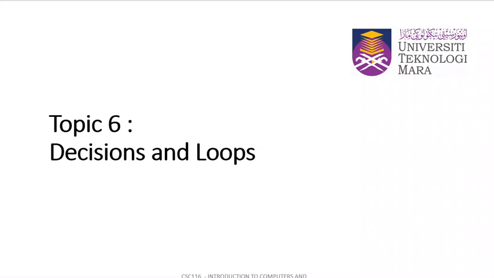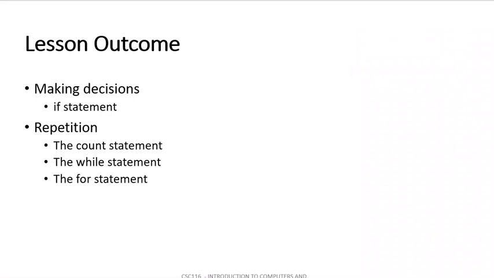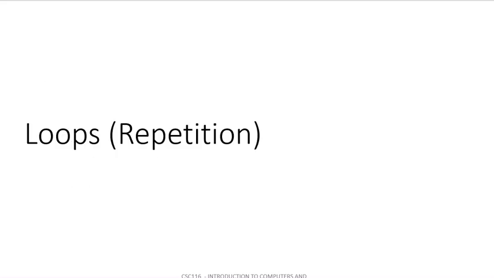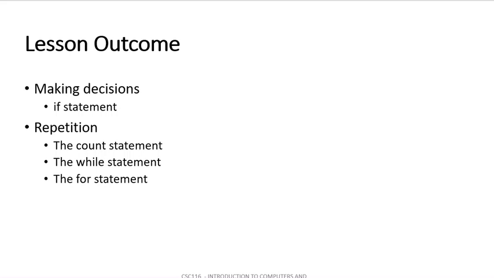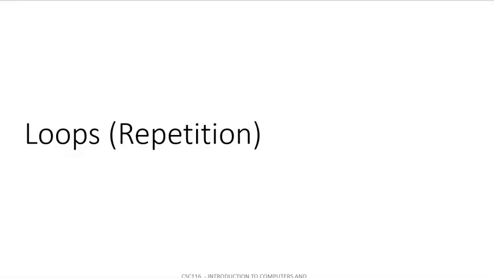Today we are going to focus on loops. Last time, what have we learned? We have learned the control structures with making decisions, and how to use if else, right? Today we are going to see how to make repetition, control structure with repetition. For repetition, we have three statements. For Alice, we have count, while, and for.